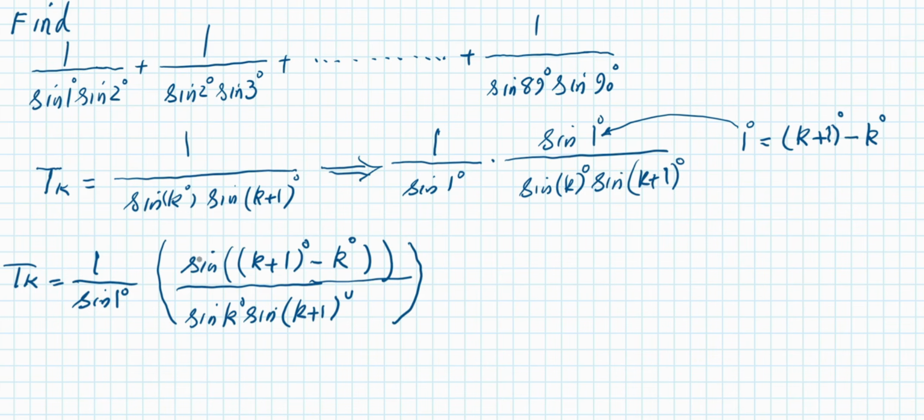We now expand this term here into two terms. In other words, sine of a minus b is equal to sine of a cosine of b minus cosine of a sine of b.